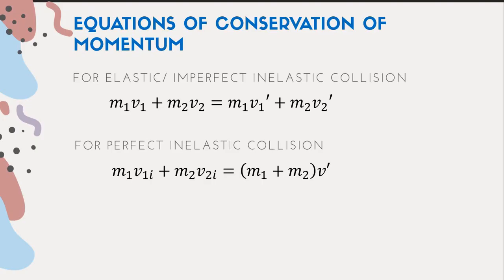So I have here another slide. So yeah, the equation of conservation of momentum. Again, we'll have the same equation for elastic and imperfect inelastic collision, and then a different equation for perfect inelastic collision. In solving problems, you have to analyze, or identify first, the type of collision, so that you will know which equation you are going to use.